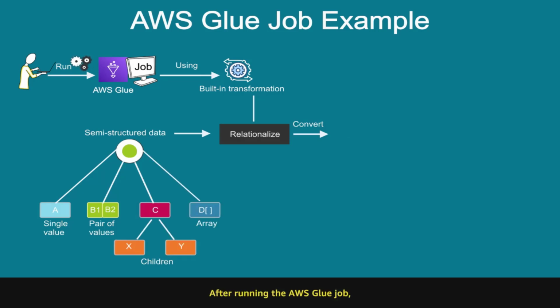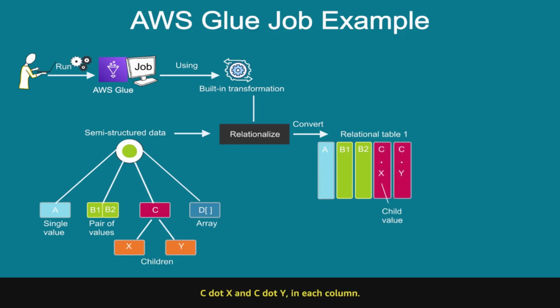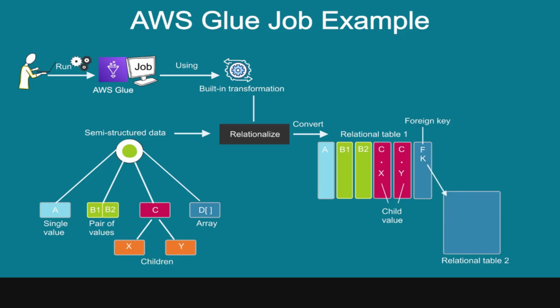After running the AWS Glue job, the value A converts directly to a column in a relational table. B1 and B2 convert to two relational columns. Structure C converts to two separate columns with each child value, C.X and C.Y, in each column. Array D converts to a relational column with a foreign key, or FK, that points to another relational table.